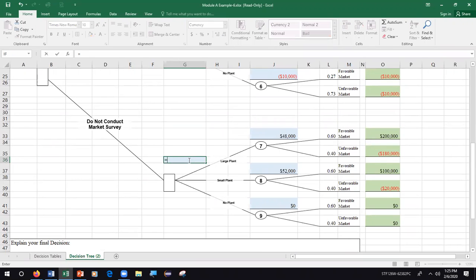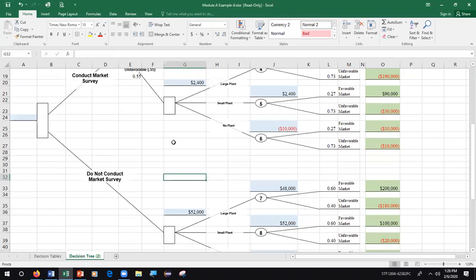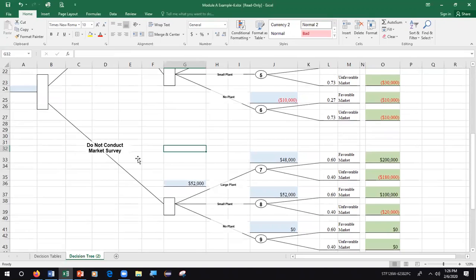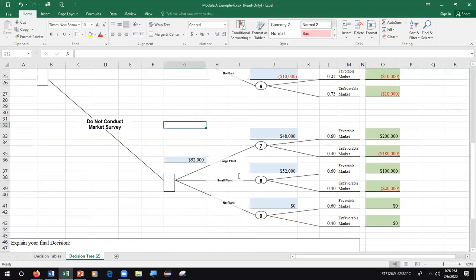All right, so now let's go down here and make this decision. That's also going to be equal to the max of these three options. And so you can hold your control down and just select them all. So what is this telling us? In this scenario, we decided not to do the survey. And we decided that if we don't do the survey, the best option is still the small plant. That's right?